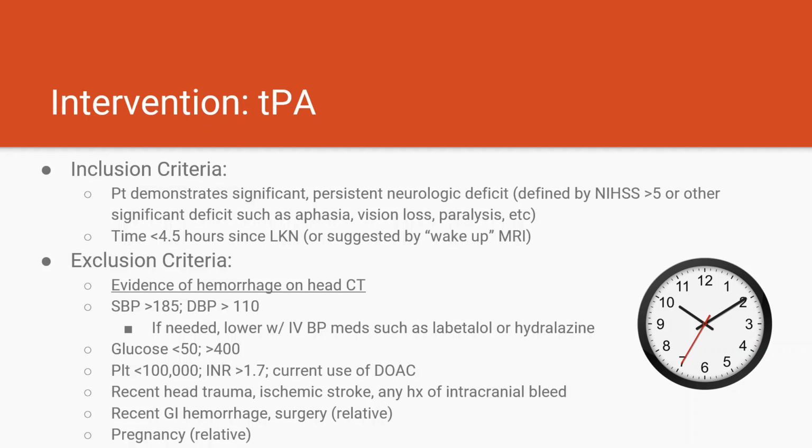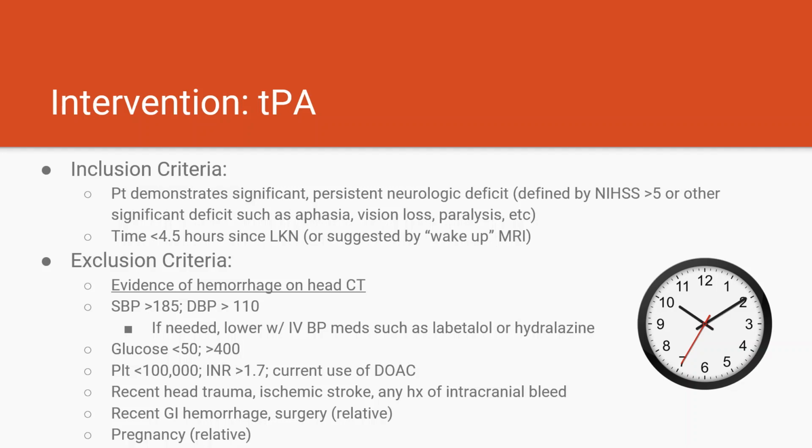More importantly, though, you have to be really aware of the exclusion criteria for TPA. By far the most important one that you must absolutely rule out is any evidence of hemorrhage on head CT. And this is why a non-con head CT is obtained in every stroke. Another contraindication that you should always be aware of is hypertension. A systolic blood pressure greater than 185 or a diastolic greater than 110 are contraindications to TPA. This doesn't mean that they're completely unable to receive the medicine. It just means that you have to lower their blood pressure first with medications like IV labetalol or Hydral.